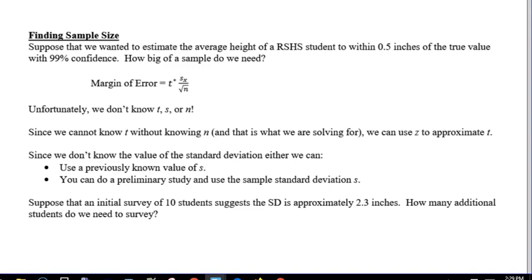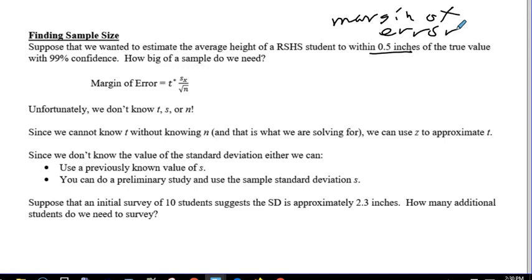It says, suppose we wanted to estimate the average height of RSHS students within 0.5 inches. Okay? That's our margin of error. Okay? 0.5 inches, plus or minus, that's our error. All right? How big of a sample do we need? So how many students do we need to be within that with 99% confidence?